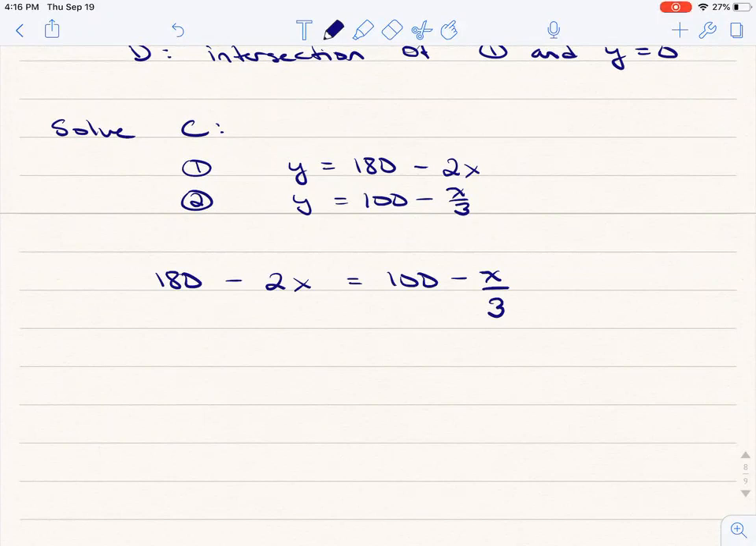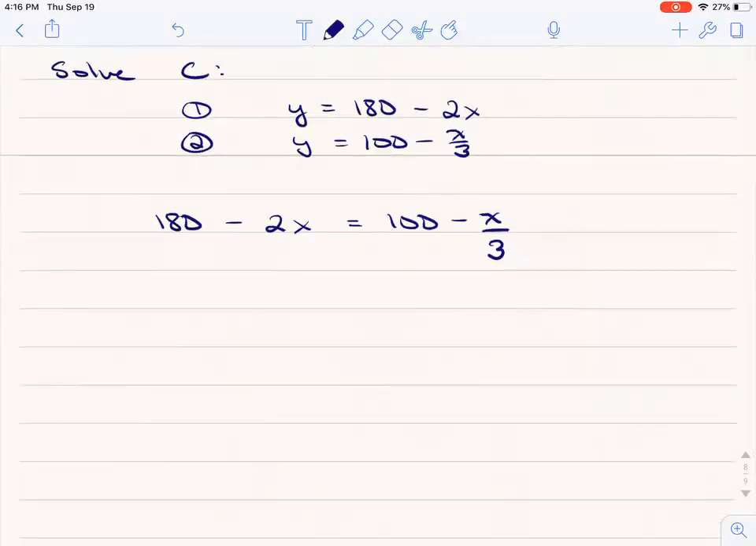I want to get x on its own, right? Move everything else to one side. So I'm going to move the x's to the left-hand side and everything else to the right-hand side. And so I have negative 2x plus x over 3 is 100 minus 180.